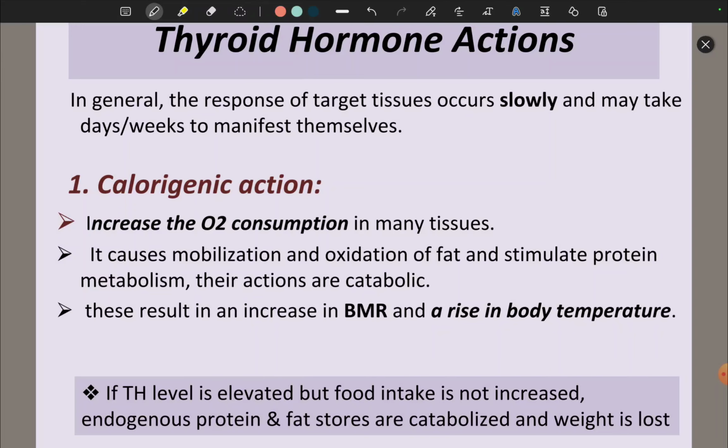The calorigenic action means oxygen consumption increases in most tissues of the body. So BMR, the basal metabolic rate, increases, with more energy production. So this is the calorigenic action.